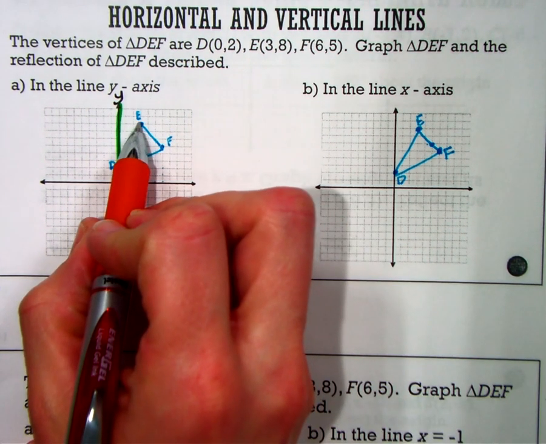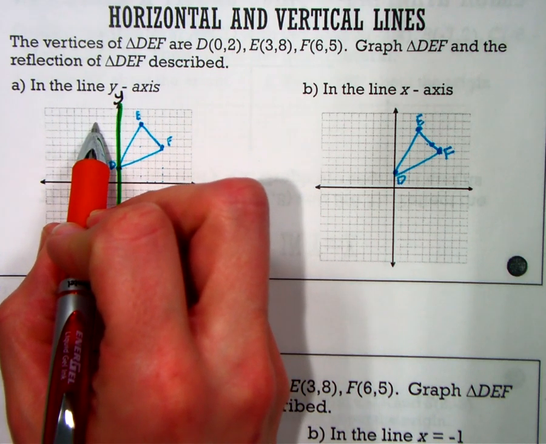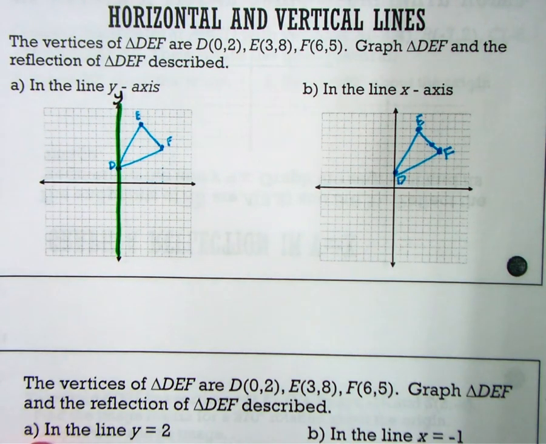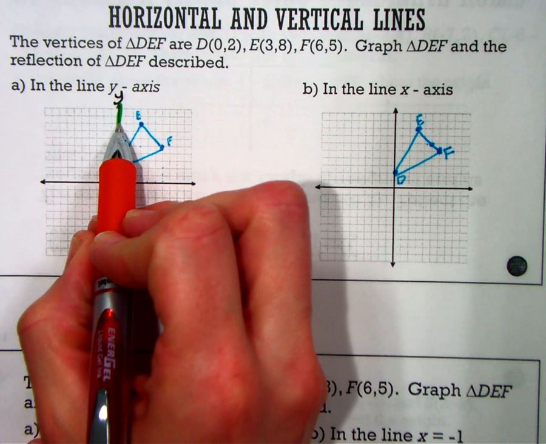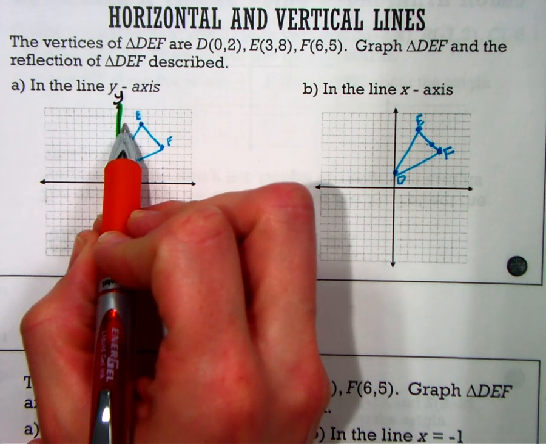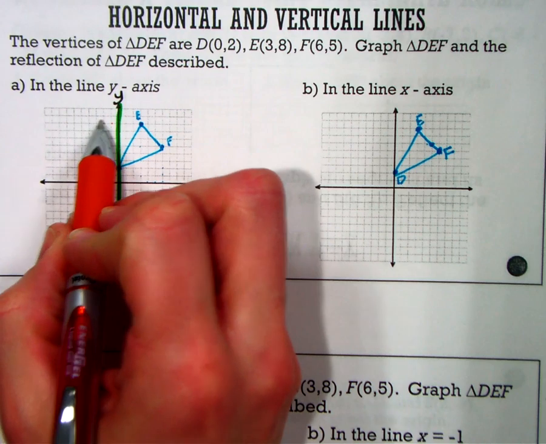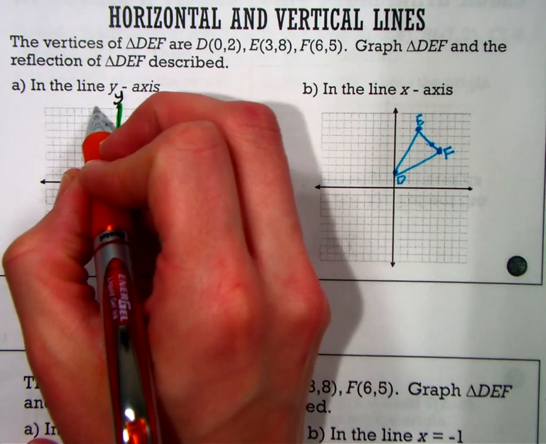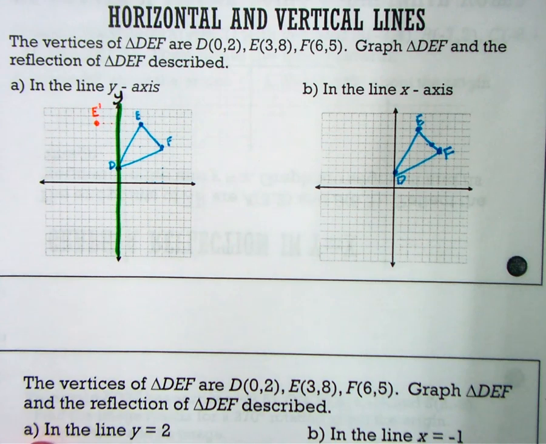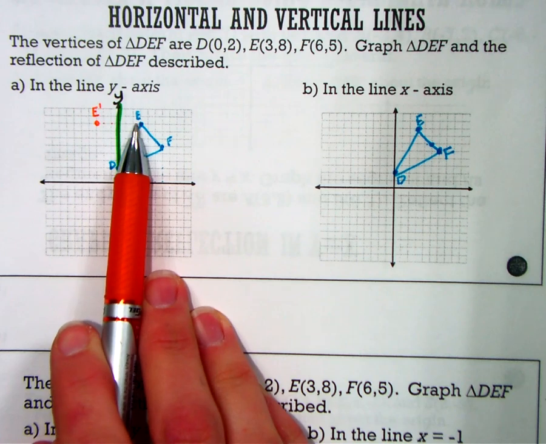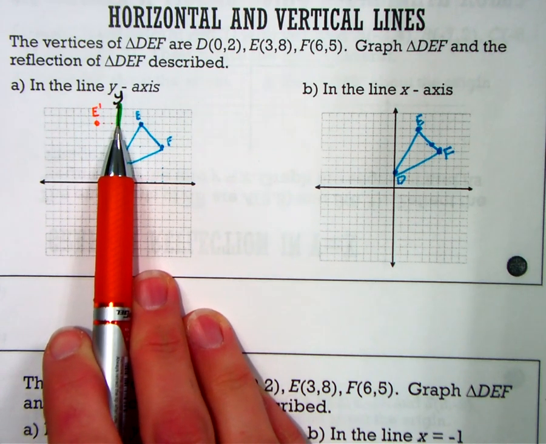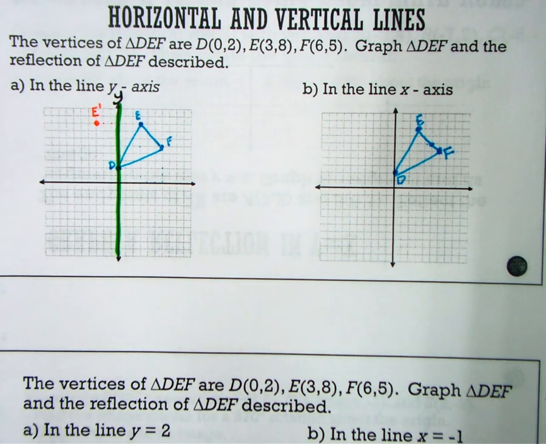So what this means is I'm going to take this E and put it the same distance on the other side. Today we are just counting. You just have to know which direction to count. So I'm going to count from E directly to the line. 1, 2, 3. And that is your new E prime. So I counted from the dot E, 1, 2, 3, over to the line that I'm using for the reflection. The line I'm reflecting over is the y-axis.